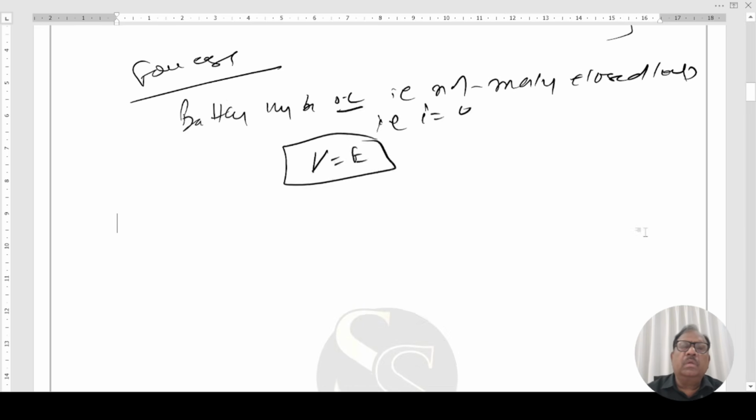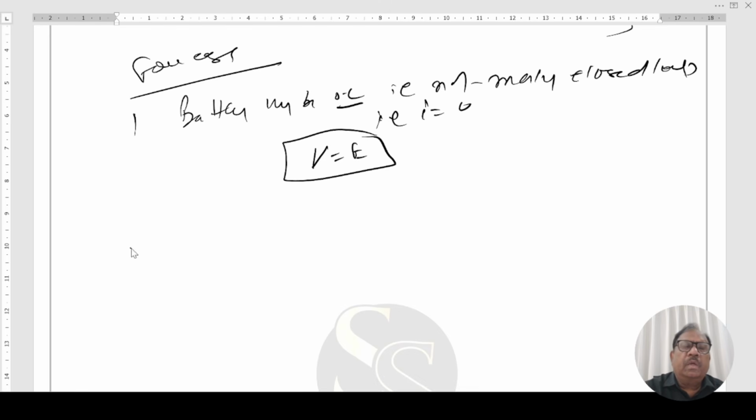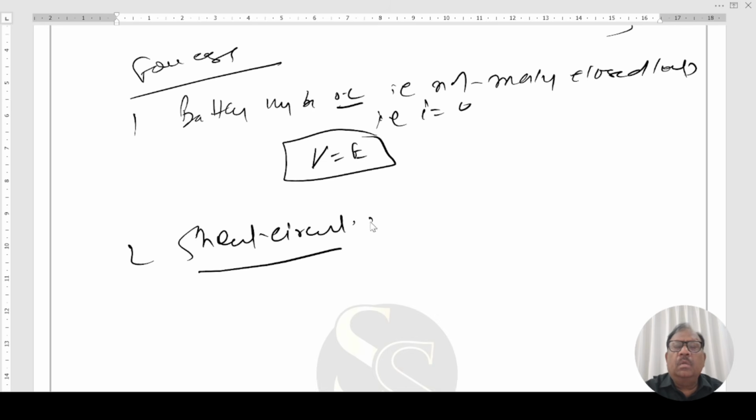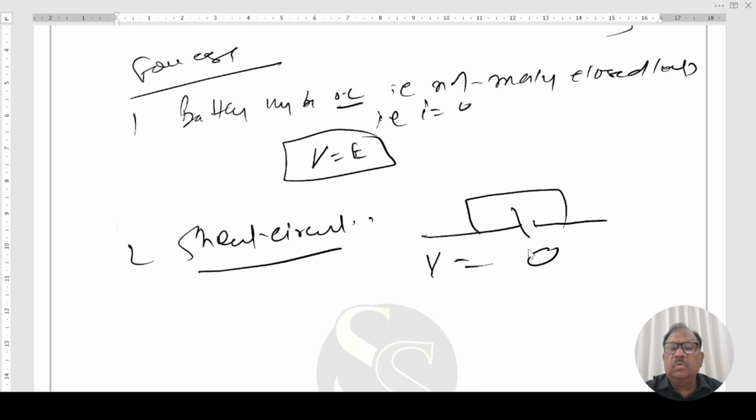Second, short circuit. Short circuit means when the battery is connected like this, it is short circuit. V will be equal to total current.